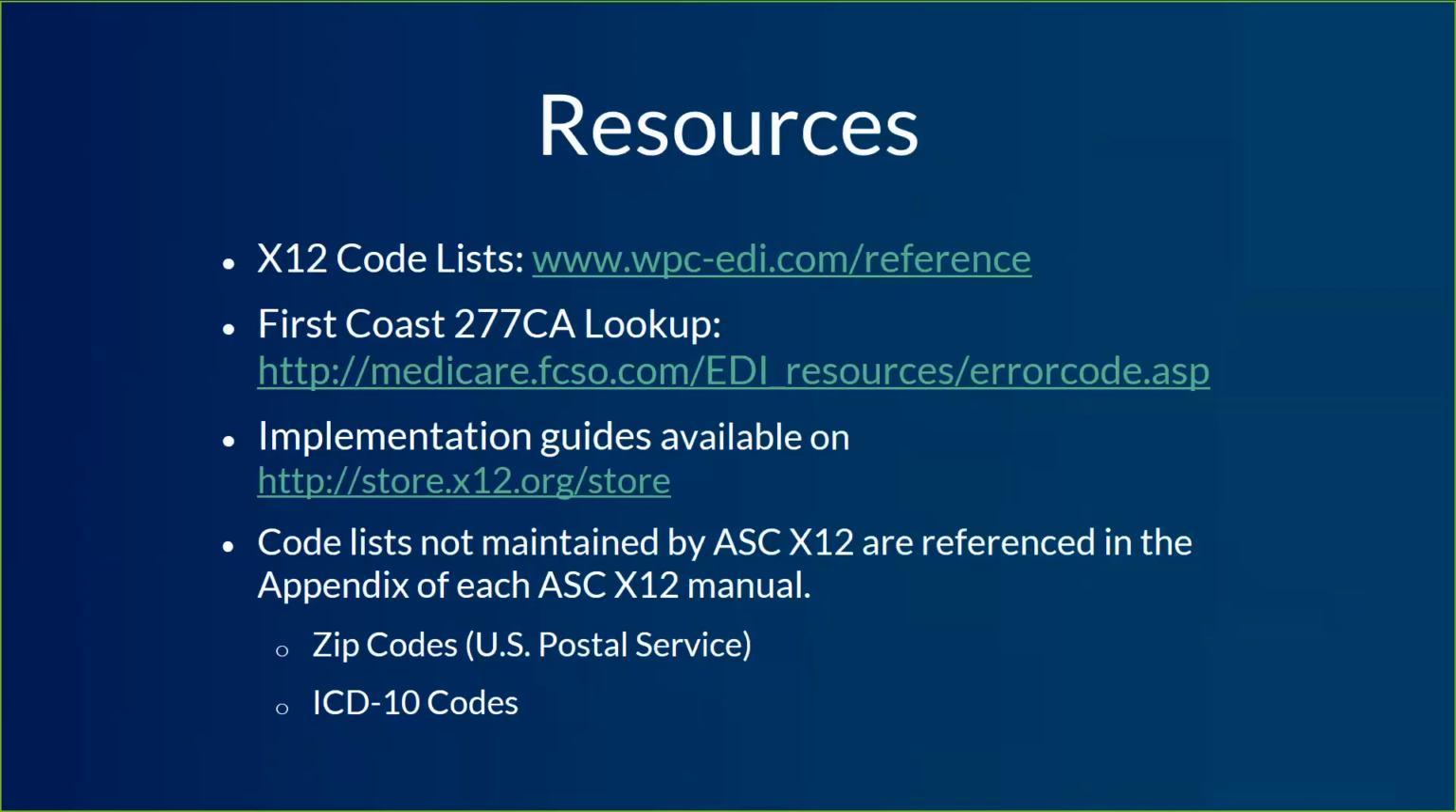The implementation guides are available on the X12 store, and if you don't have them, you can probably see now, especially on some of these transactions, how much difference it can make to reference the information in there, especially for trying to look at syntax error codes and things like that that are created and maintained by X12. This is the only place you'll find them. Now, there are going to be code lists inside these particular transactions and inside the implementation guides that are not owned and maintained by X12, and so they'll just reference you to the external site wherever they are maintained. Examples of that are going to be zip codes and ICD-10 codes, also CPT, things like that.